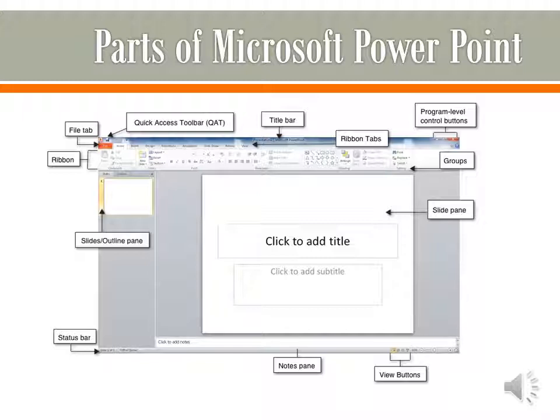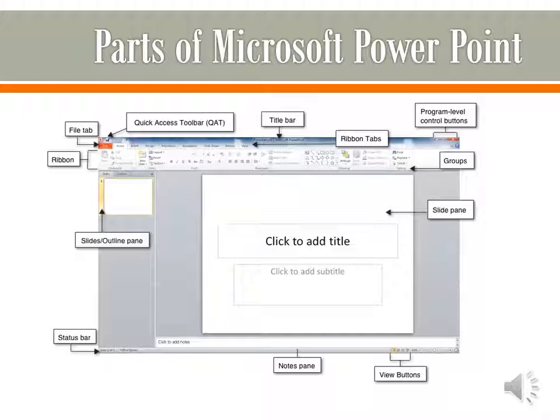You've got your ribbon tabs, and those are those word headings along the top: your Home, Insert, Design, Transitions, Animations, Slide Show, Review, and View. And then you've got your program level control buttons, and those are up at the very top right hand corner. This is where you can minimize, maximize, or close out the program. You've got your groups, which is in your ribbon. That's all the way across there, and it shows you all the different groups, the fonts, the paragraphs, the drawing, the editing. Those are all groups in your ribbon.